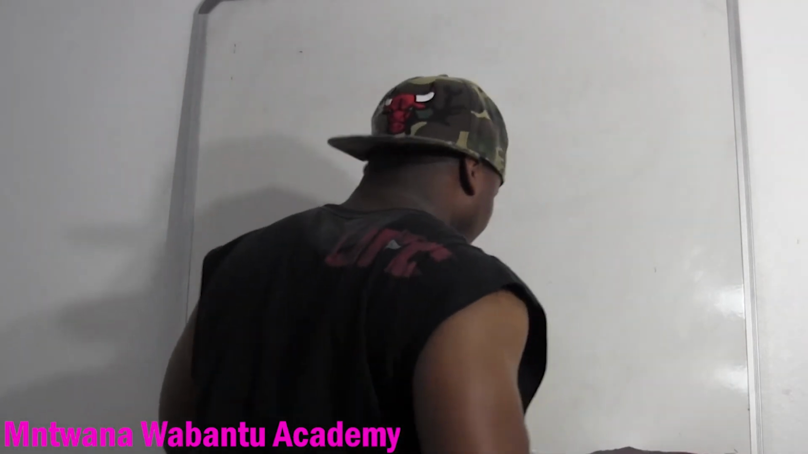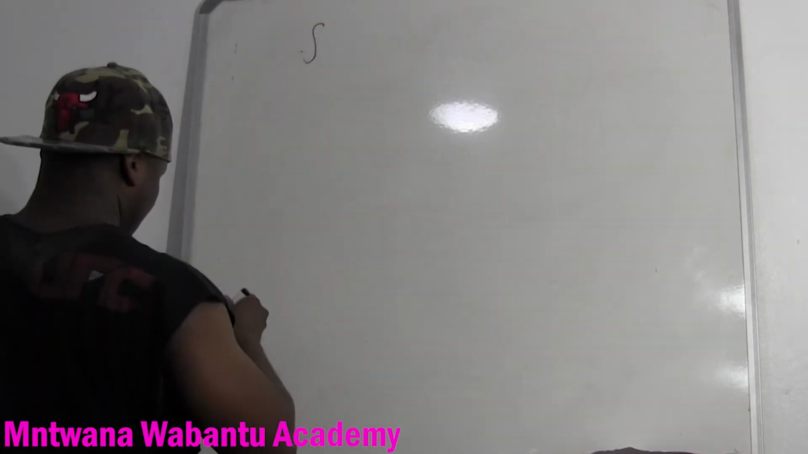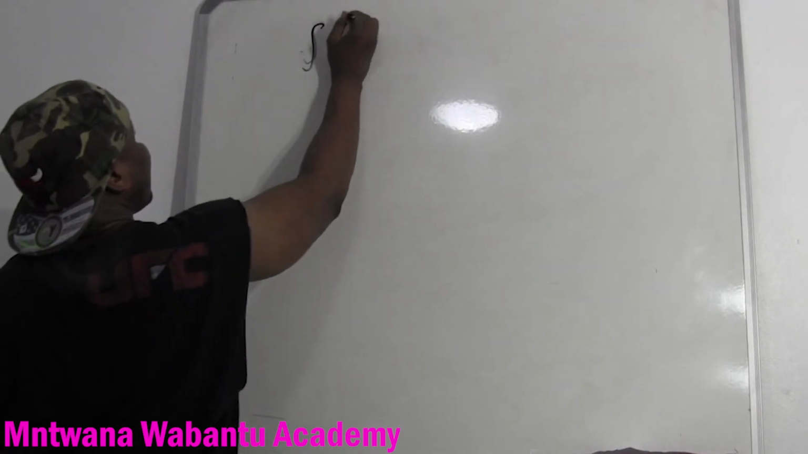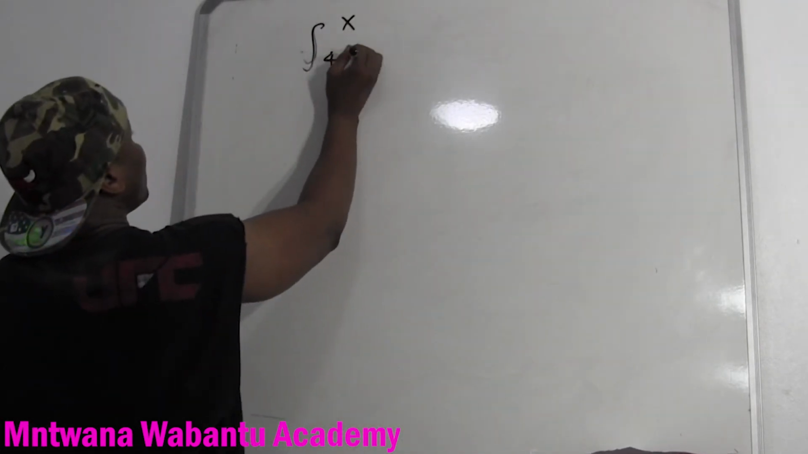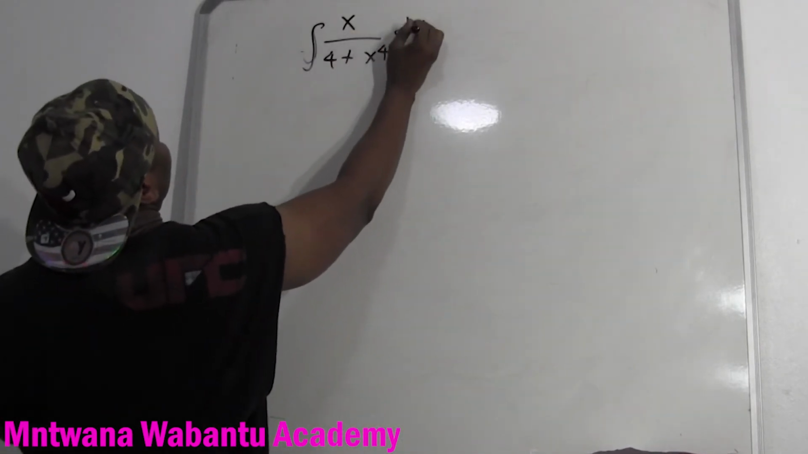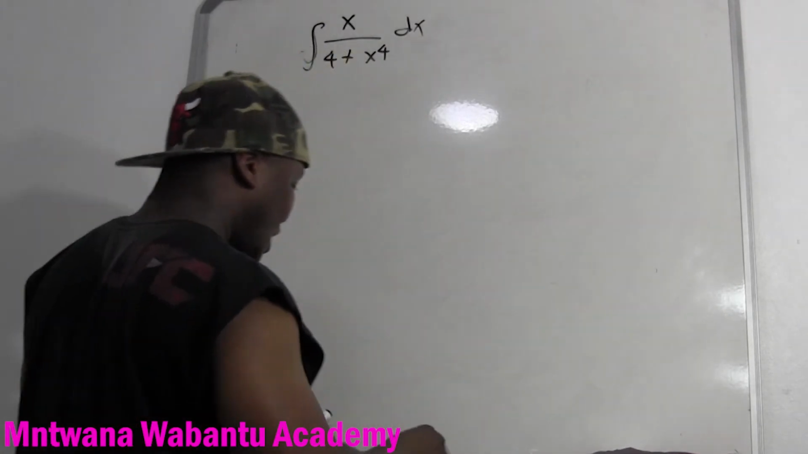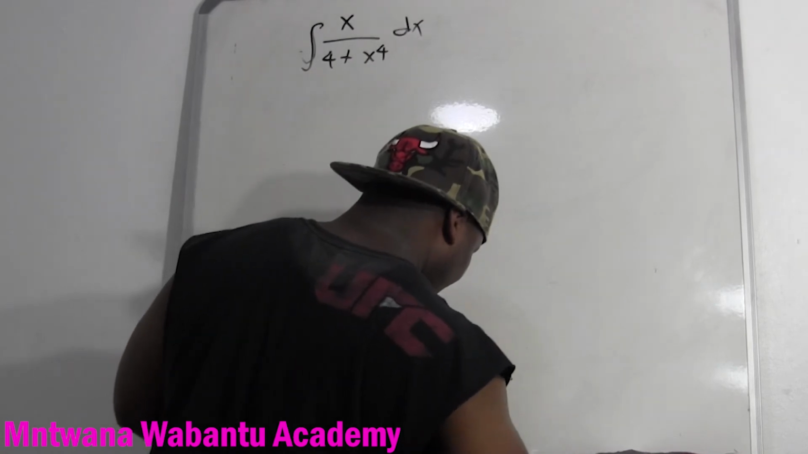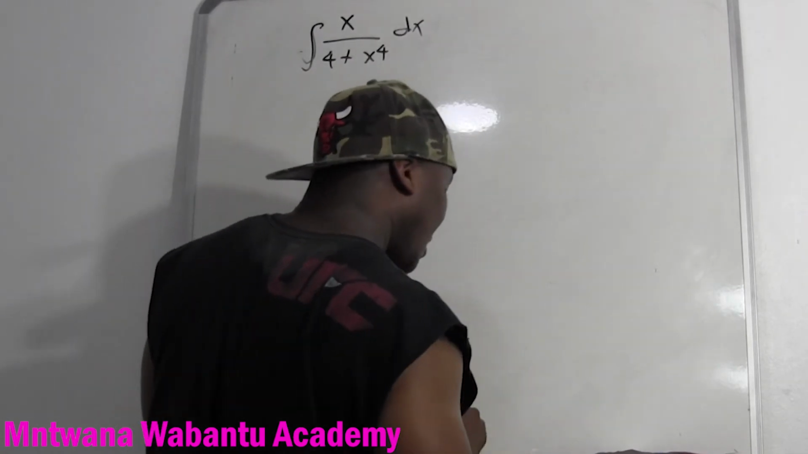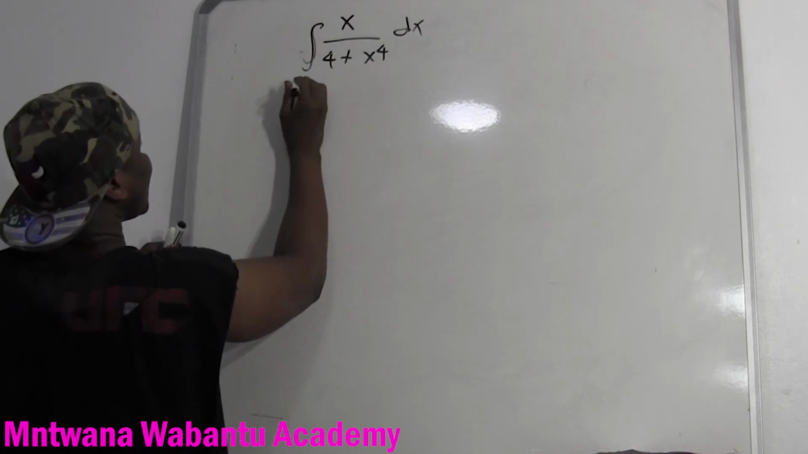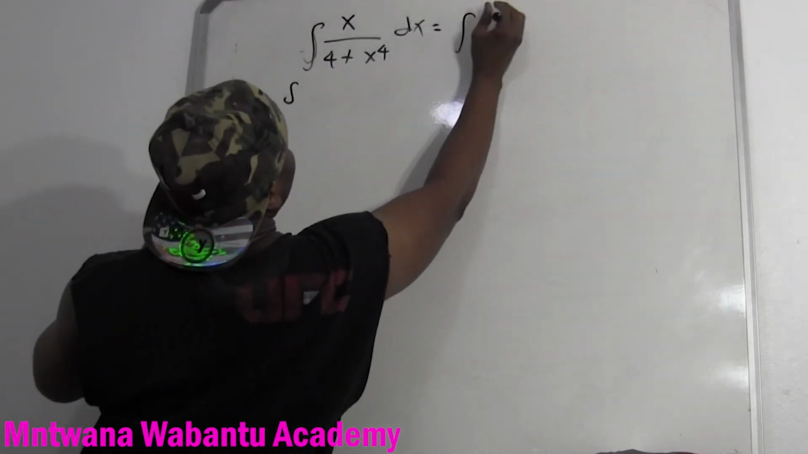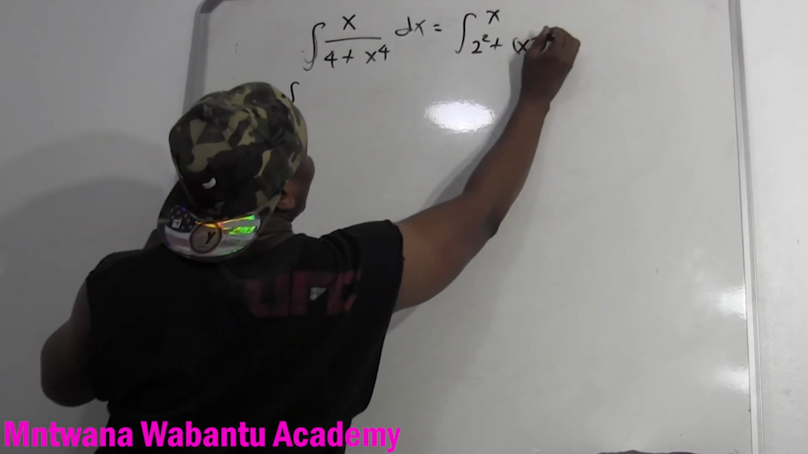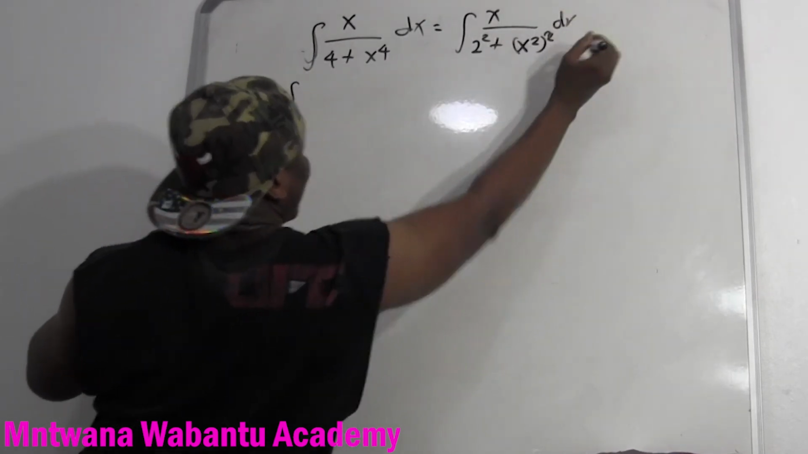Okay, so we've got the integral of x over 4 plus x to the power 4. The pen is finished, man. So what I want to do first, I'll break this down. This is equal to the integral of x over 2 squared plus x squared, all squared. So it's like x to the power 4.